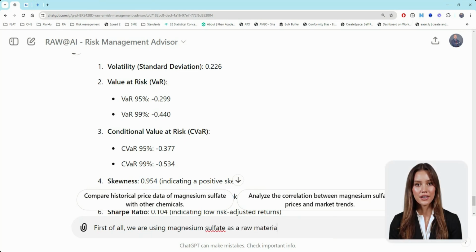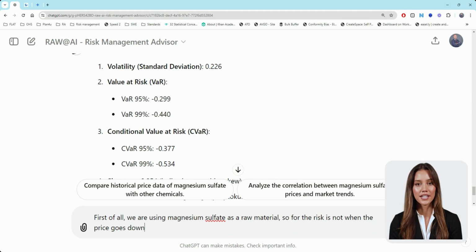This is great. Now it doesn't explain what the results mean, which is good, because this gives us an opportunity to investigate. First of all, we are using magnesium sulfate as a raw material. So for us, the risk isn't when the price goes down, but when the price increases.